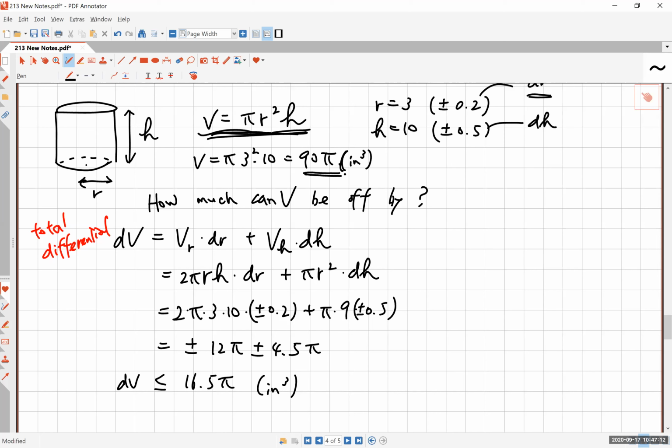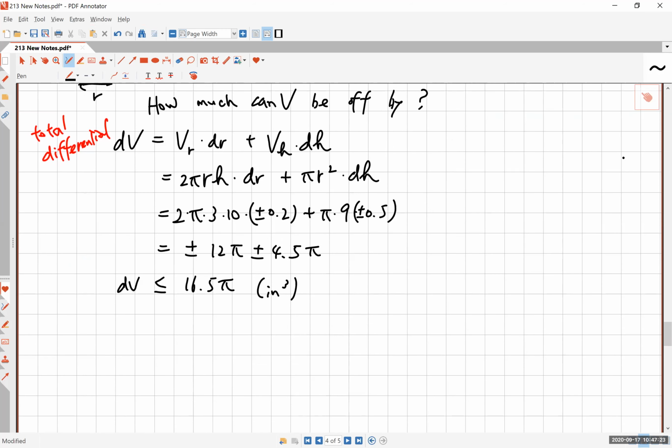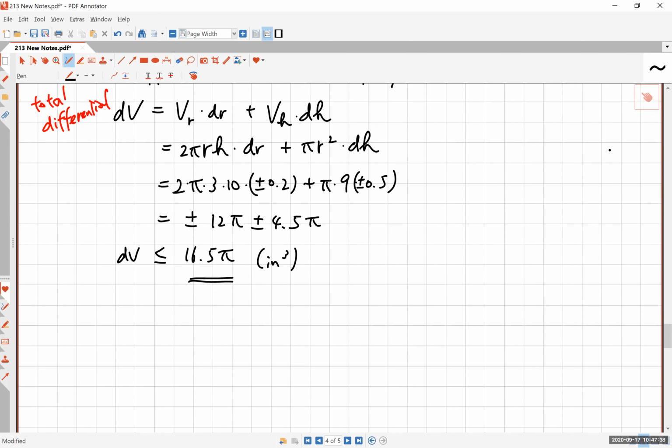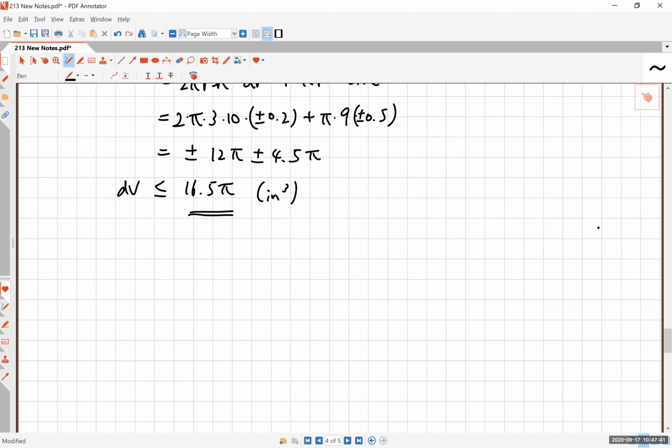We say and we claim that the volume of this cylinder is 90 pi cubic inches. But given these sort of error ranges, the volume can be off from 90 pi cubic inches by at most 16.5 pi cubic inches. Actually, this is a pretty large amount of error. Okay, I'll give you one more example, and then I will show you what is called the relative error, and then we'll conclude this section.